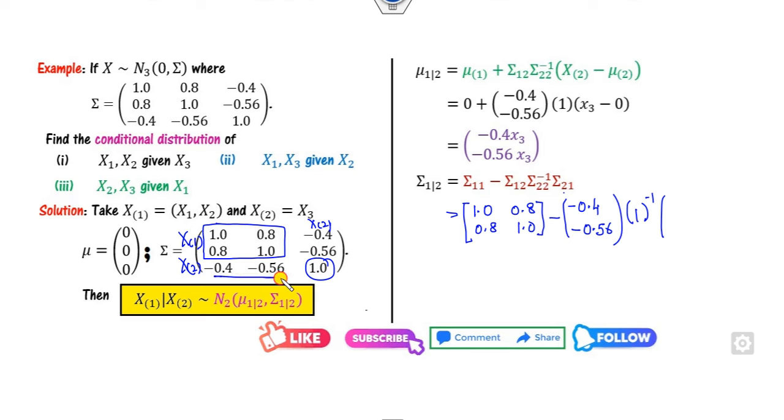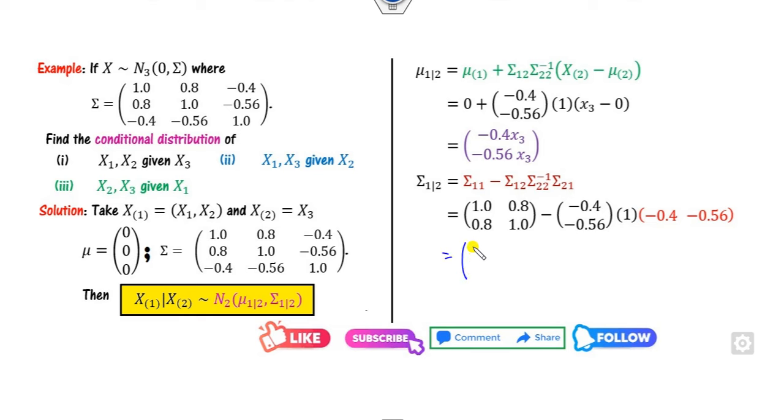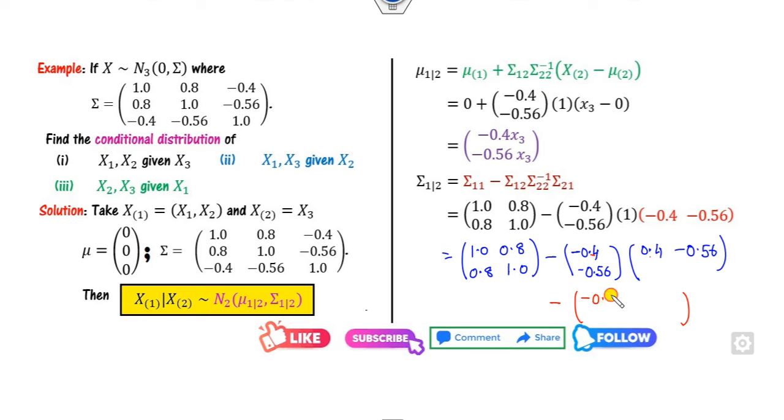Sigma 2, 1. Sigma 2, 1 will be this number. 2 and 1. Minus 0.4 minus 0.56. Now you can multiply them. It is 1.8, 0.8, 0.8, this number. Now if you multiply them, it is 0.4 minus 0.56. When you multiply with 1, it comes to be this same number. Now it's a 2 matrix. Now you can multiply them. It's a minus 0.16. You can multiply this minus minus plus 0.4 into 0.56.